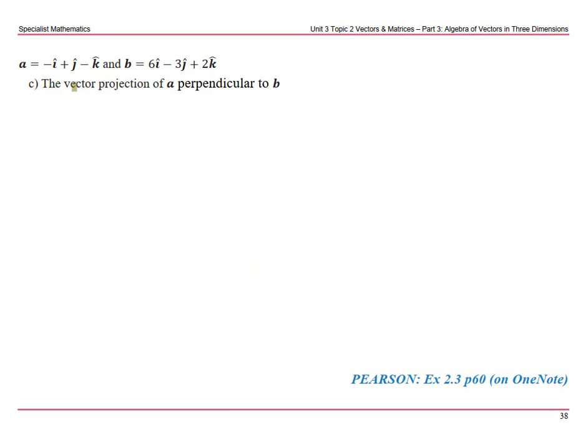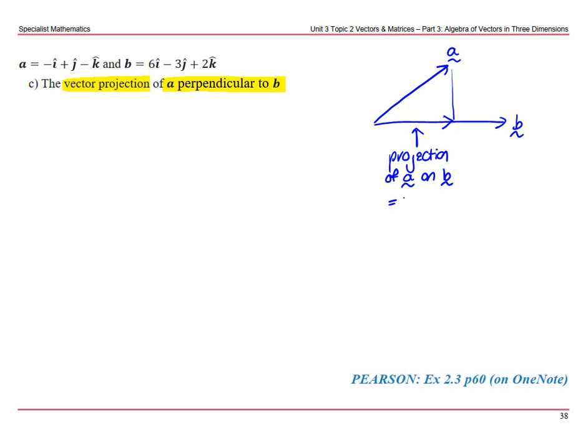Part C, the vector projection of A perpendicular to B. So let's draw what we're dealing with here. If this is our vector B and this is our vector A, then our projection of A on B is that vector there. And we worked out that that was the dot product between A and the unit vector of B multiplied by our unit vector of B. What we're trying to find is this vector here.